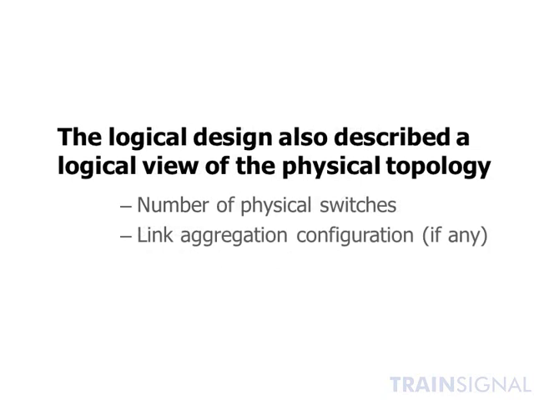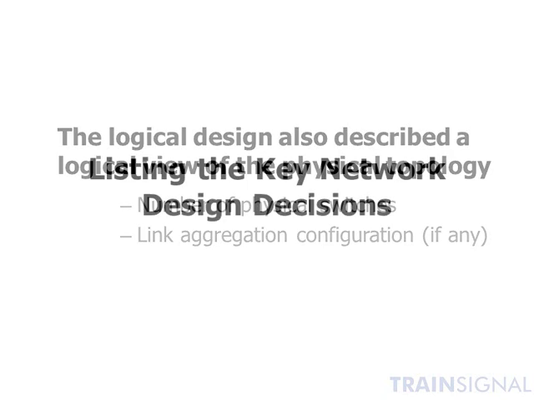And in the logical view of the physical topology, we simply specify that we're going to have some number of physical switches based on the number of uplinks, and we also described any link aggregation configuration. That information we're going to take and build upon to build the physical network design, and so let's now look at some of the key design decisions that will play a role in that process.